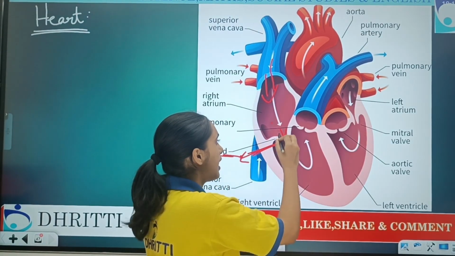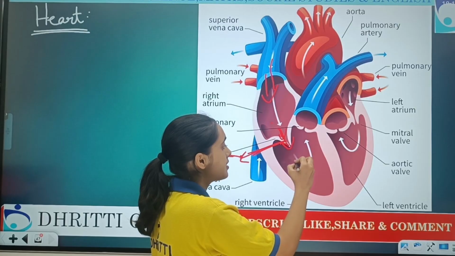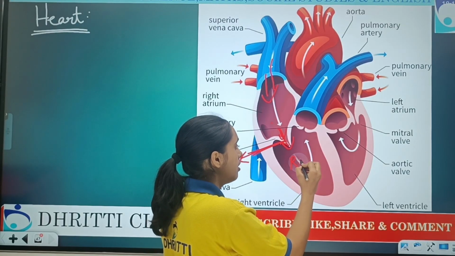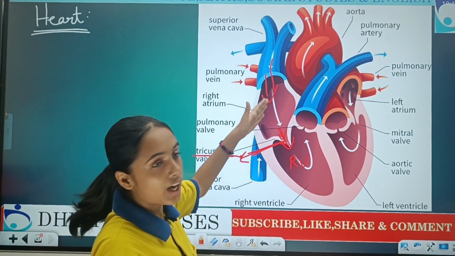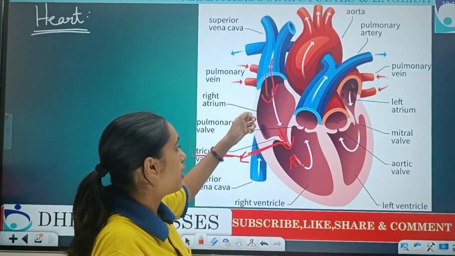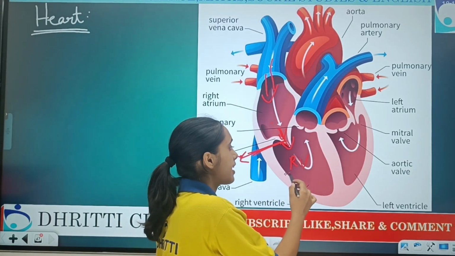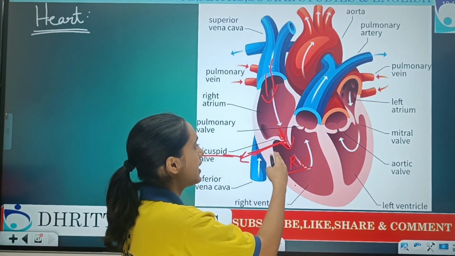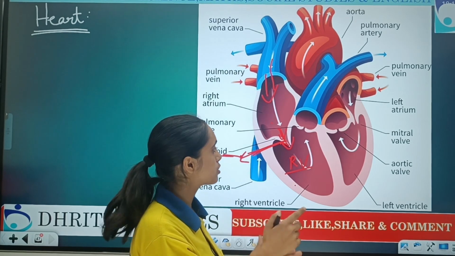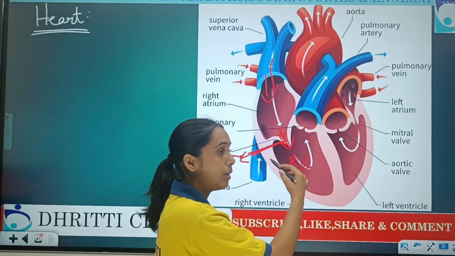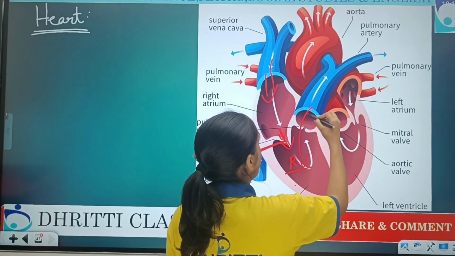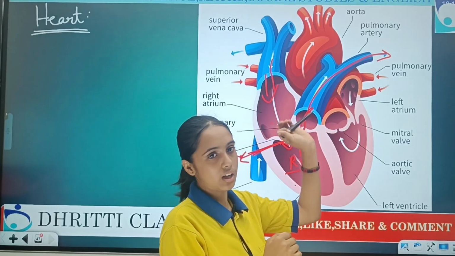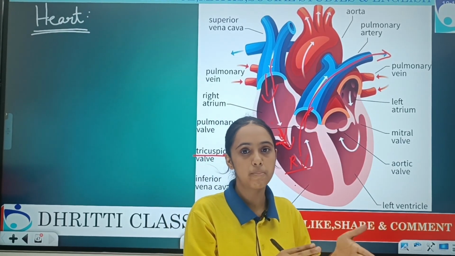So when the blood enters the right ventricle, the upper part, which is the right atrium, contracts, and the lower part, which is the right ventricle, relaxes, and the blood enters, and the valve gets closed to prevent the backflow of the blood. From here, it enters the pulmonary artery directly to the lungs. That's why it is named the pulmonary artery.